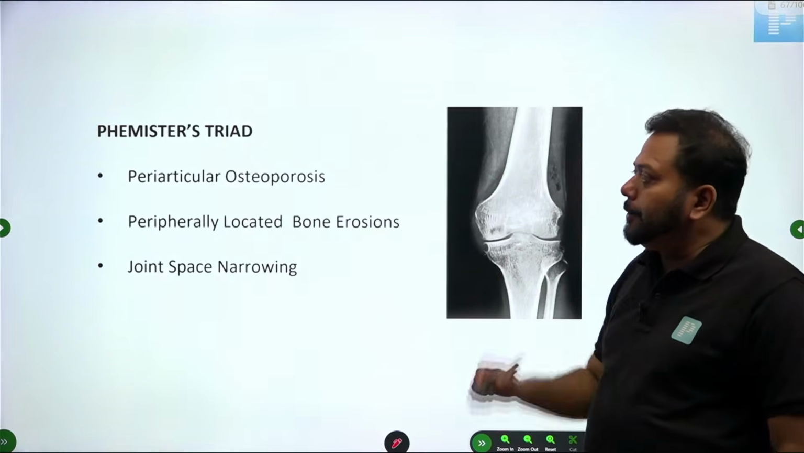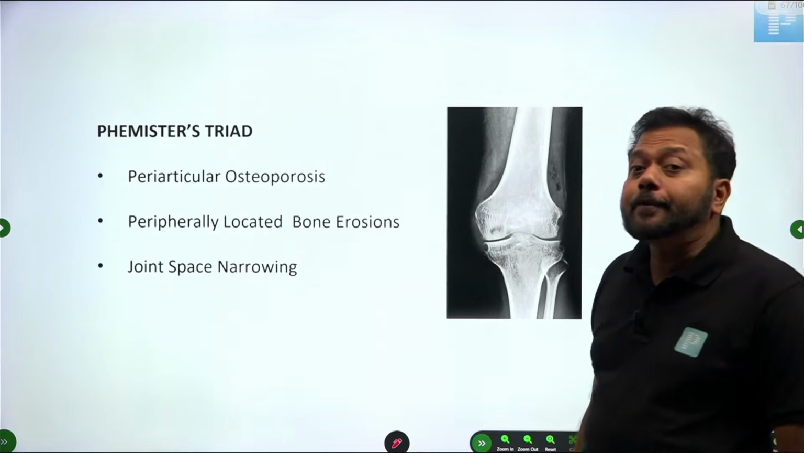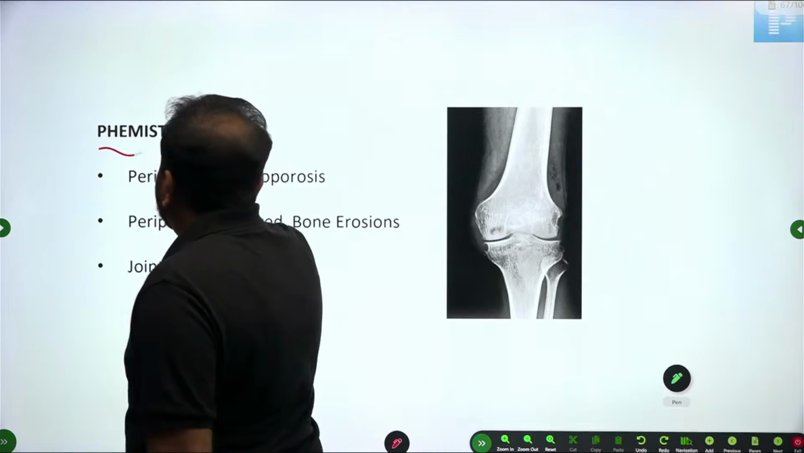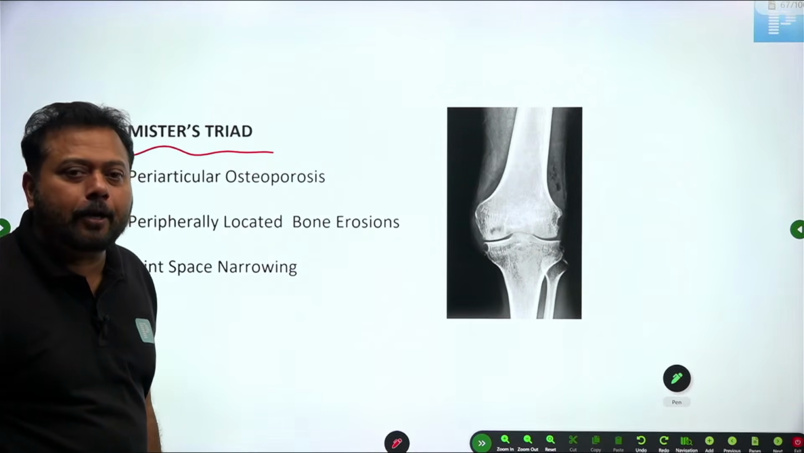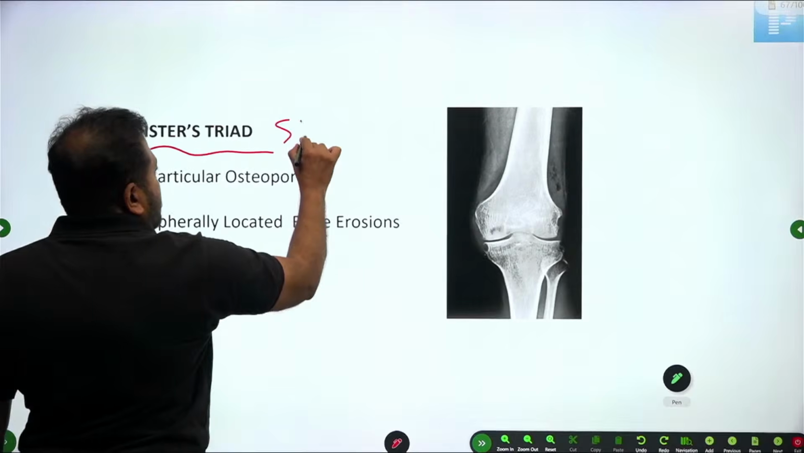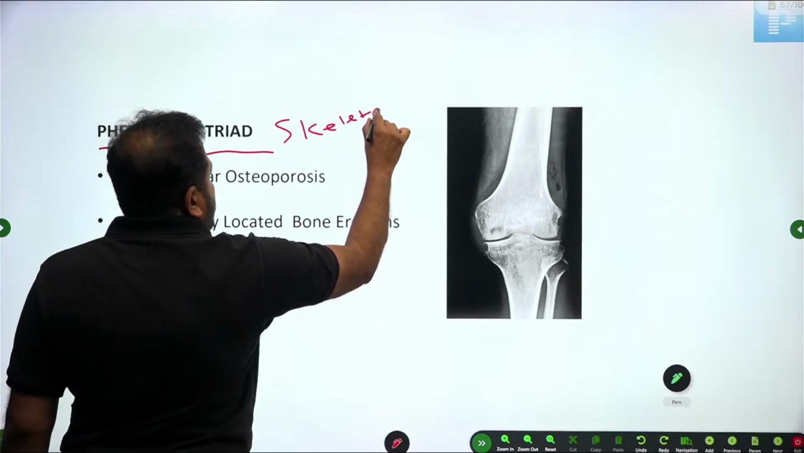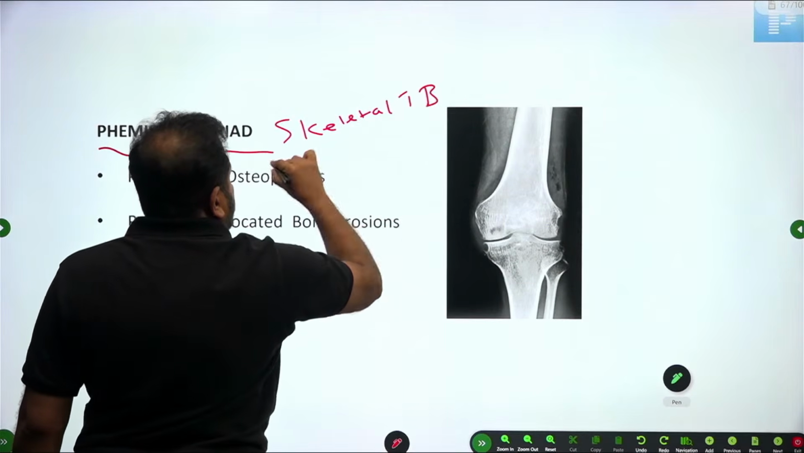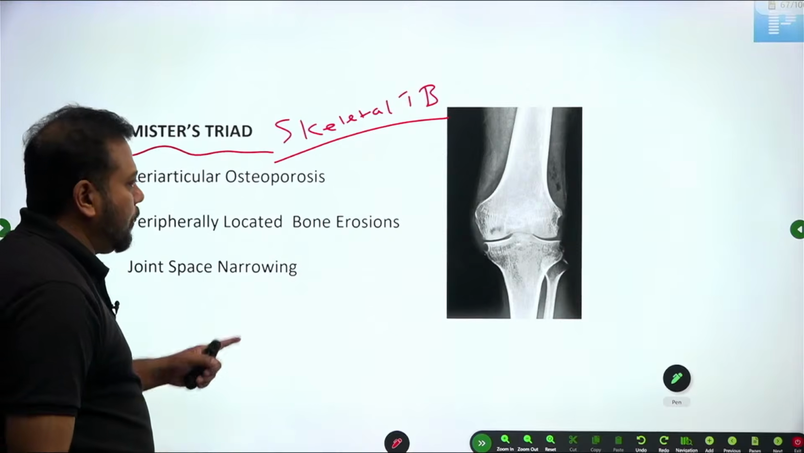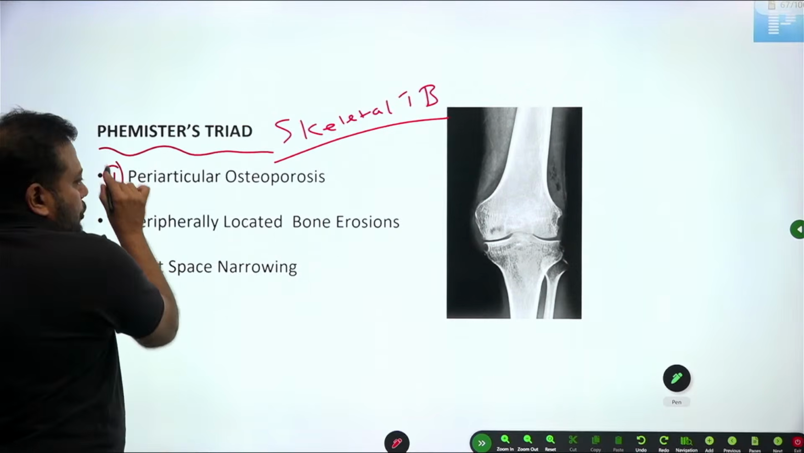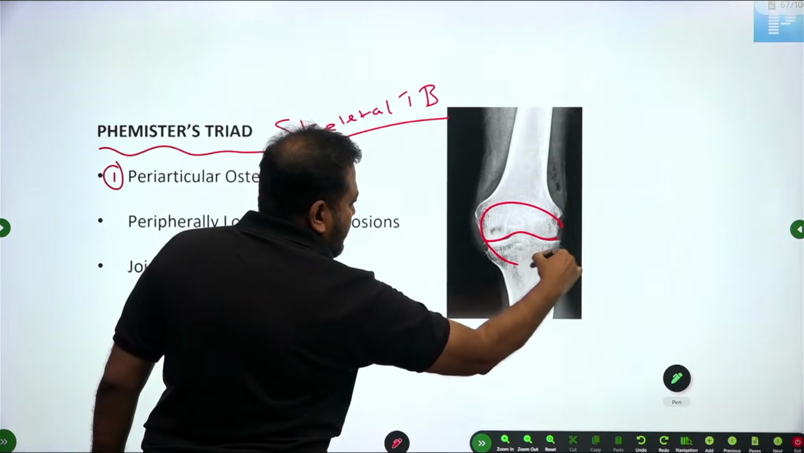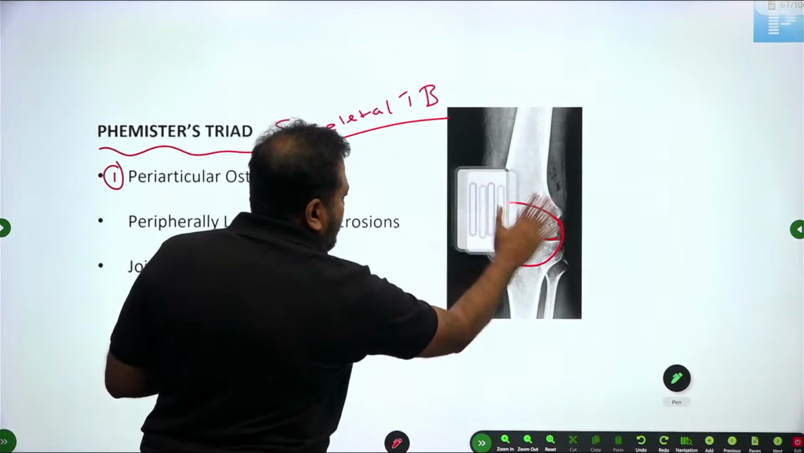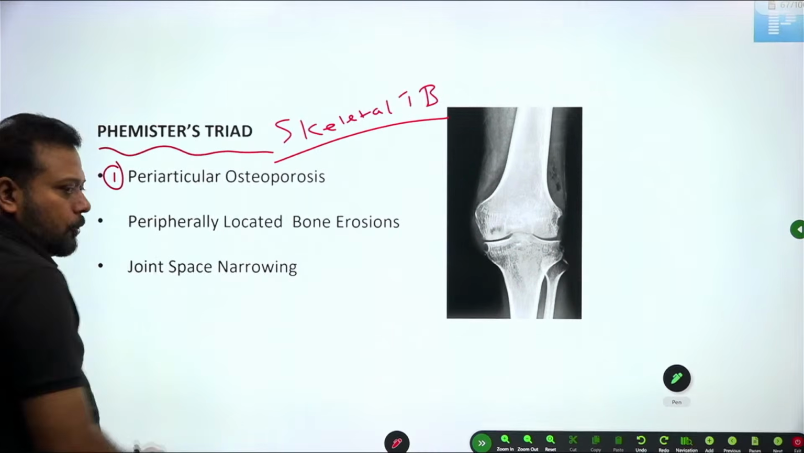And don't forget the word Phemister's triad. Whenever the word comes, it is the classical radiological triad of skeletal TB, Phemister's triad. Number one, periarticular osteoporosis. This is the articulating surface, so periarticular. Around this, whenever there is osteoporosis, it's called periarticular osteoporosis.